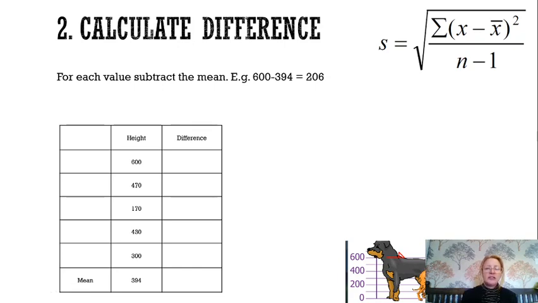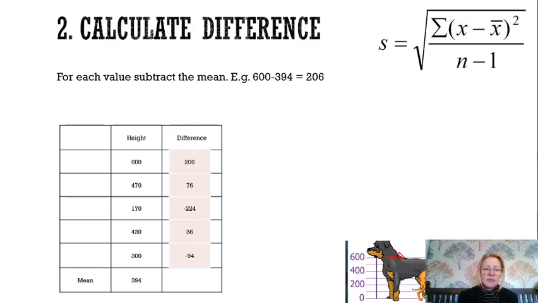And then we're going to calculate the difference. So to calculate the difference then, we're going to take the individual value here, the x, and then we're going to take away the x bar here. So 600 minus 394, which gives you 206, and then you can see I've done that for each of those.